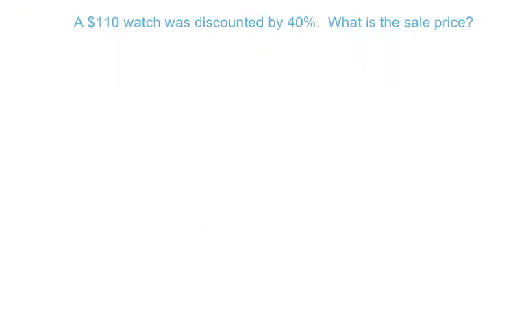All right, let's do this one. A $110 watch was discounted by 40%. What is the sale price? Now, we've discussed discount before. Remember, discount is going to be the amount that they'll subtract from the original price. So we use subtraction when dealing with the concept of discount. However, with dealing with percents, we're always using multiplication.